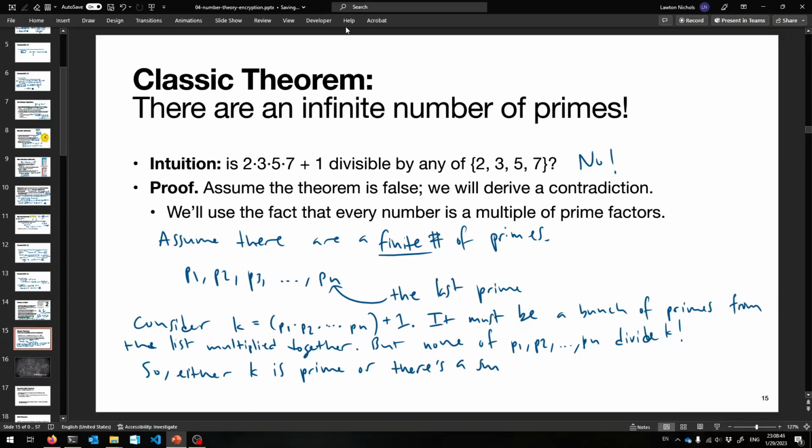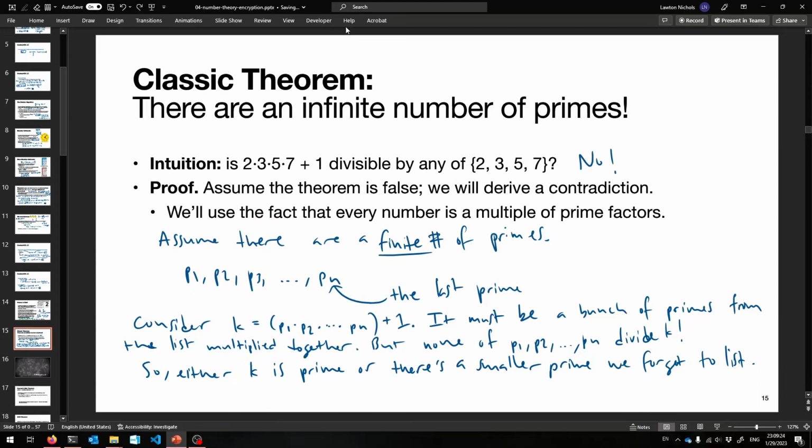There's a smaller prime we forgot to list. That's the only way. This is a number. You can build it. If none of these primes divide it, then either it itself is prime, because it has no factors, or it does have a prime factor, but we accidentally forgot it on our list of all the primes. Either way, if k is prime or there's a smaller prime that we forgot to list, we claimed that we wrote down every single prime in the universe. We claimed that we did not leave anything out. In either case, we left something out.